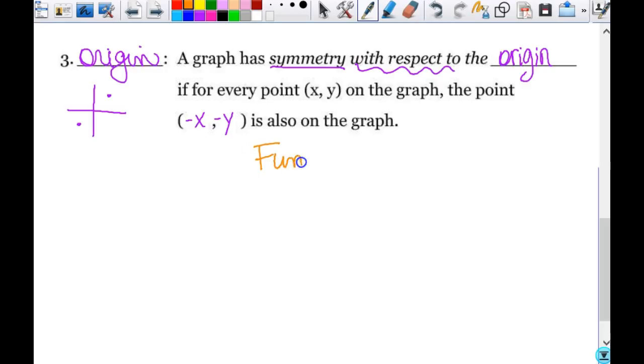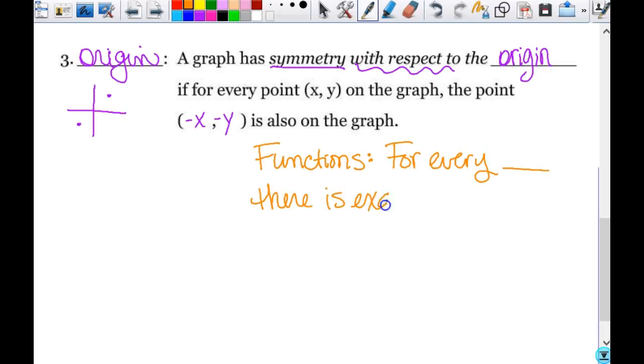So for functions, you need to be able to say for every blank, there is exactly one blank. Okay? Yeah, don't write the word blank. So those blanks are x and y or y and x, and you got to make sure that you can wrap your mind around which one they are. One way to do that, whether you need to do it or not, something you still have to be able to do, is to look at a graph and know.